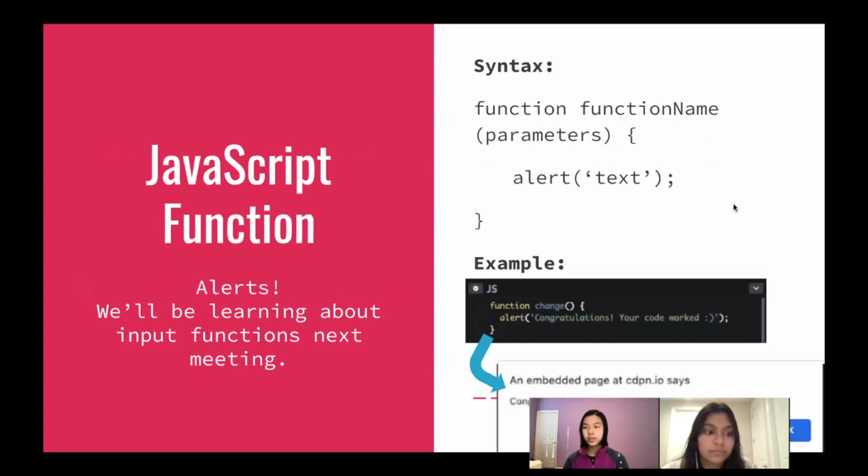The general syntax for a JavaScript function is the word function, then the function name with any parameters you want, and then inside the curly braces, whatever code you want to execute. The alert, parentheses, codes for a pop-up box that will be executed every time you call this function. And don't forget the semicolon at the end of the line of code. In this example, the function change pops up an alert that says, congratulations, your code worked. And this is how it looks on a web page. It's just an embedded page for DigiPen.